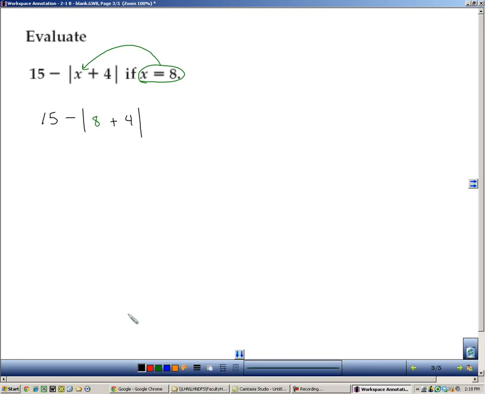Now the absolute value bars not only represent a distance, but they also work like parentheses. So in this case, we're going to do the 8 plus 4 first and get a 12. Now we have to ask ourselves, what is the absolute value of 12? Well, remember, absolute value means a distance. The distance from 12 to 0 on a number line is just 12. And then 15 minus 12 is 3.